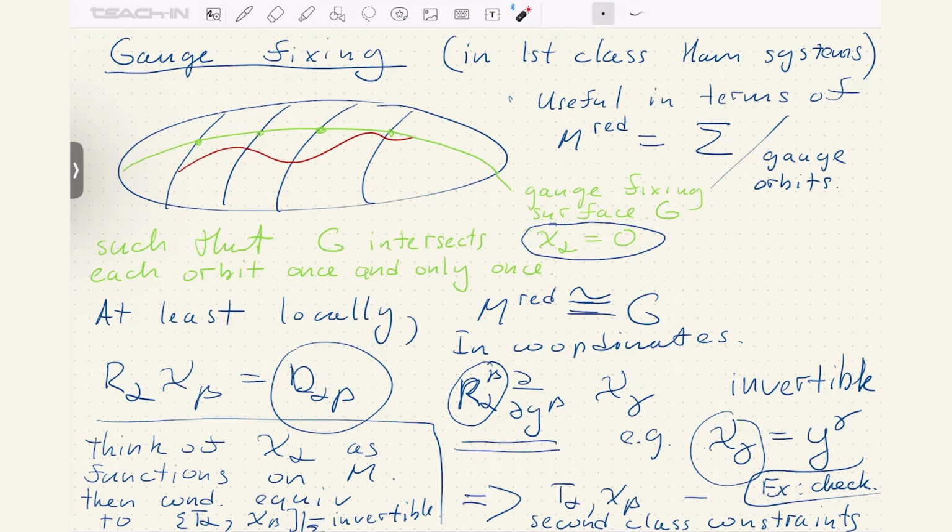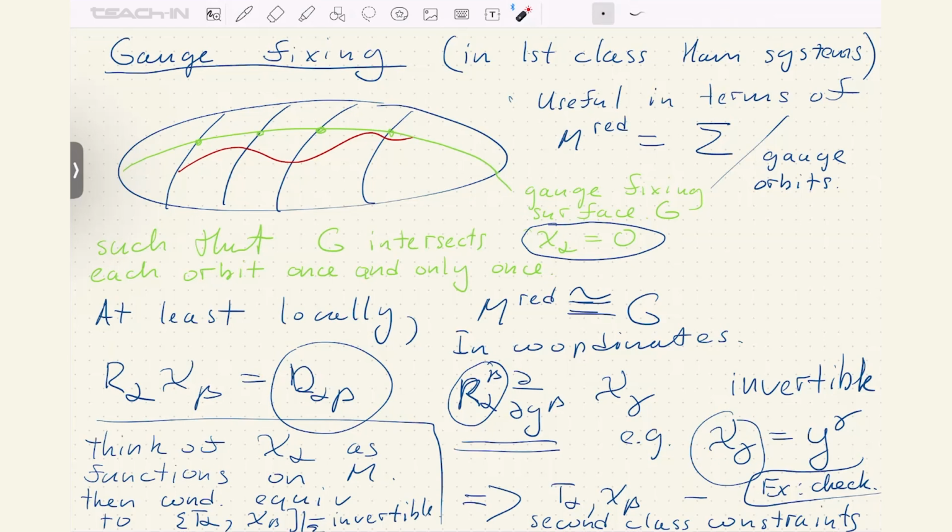And then our initial first-class constraints, T alpha, together with this condition chi, form a set of second-class constraints. In particular, this means that we know the physical interpretation, and the physical interpretation is just that we are dealing with a usual Hamiltonian system, which is defined on the constraint surface. But what is the constraint surface? The constraint surface is just the intersection of sigma with the gauge fixing surface. So this is precisely our reduced, at least locally, our reduced space.